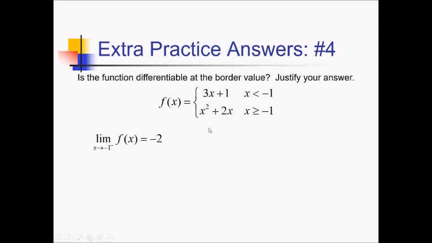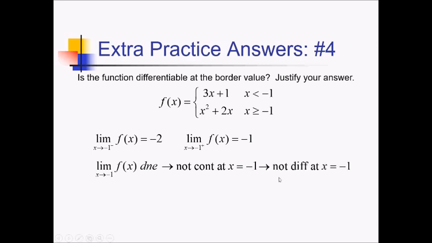And now I need the right side limit at negative 1. So we're plugging negative 1 into the second rule here. That's negative 1 squared plus 2 times negative 1, so 1 minus 2 comes out to negative 1. Since the left and right side limits do not match up, that means our limit does not exist as x approaches negative 1. So we can't be continuous, and because we're not continuous at x equals negative 1, it follows that we are also not differentiable.